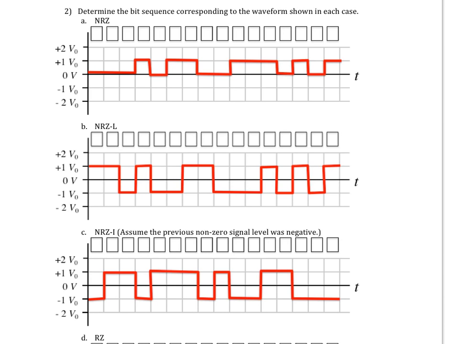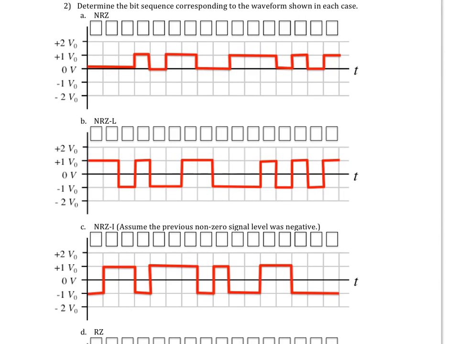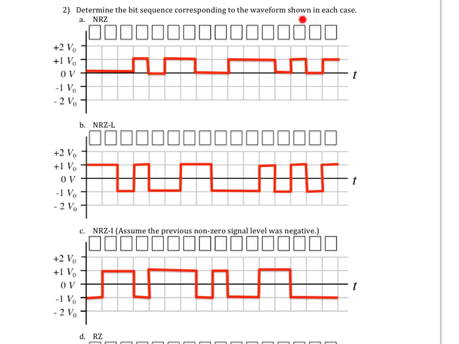Okay, in this example problem, I'm going to do some line coding with NRZ, NRZL, NRZI, and RZ signals. In this problem, I am given the waveform, and it asks me to determine the bit sequence. Okay, and basically we've got different rules for each of these different types of line codings.